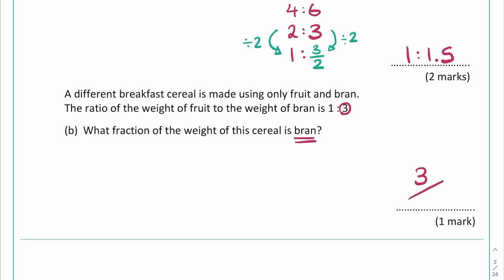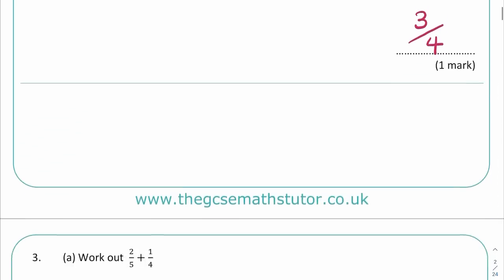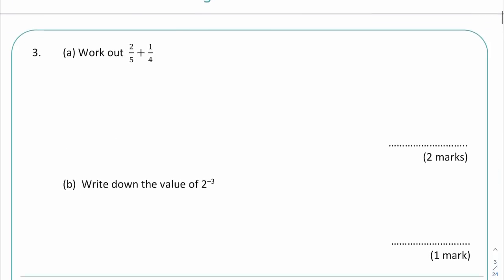To find the total that it's out of, we just need to add together the numbers in the ratio to see the total. So 1 and 3 gives us a total of 4, so that would be 3 out of 4. And of course, the fraction there for the fruit would therefore be 1 out of 4, but it only asks us for the bran. So there we go, there is writing some ratios as fractions, and we also had some in the form 1 to n as well. Okay, so for this question we are adding fractions.